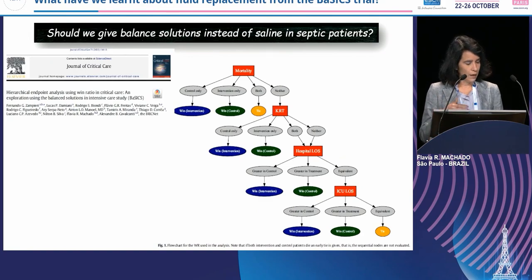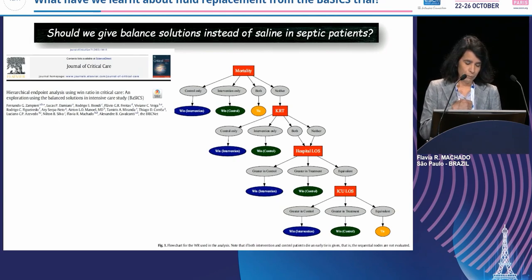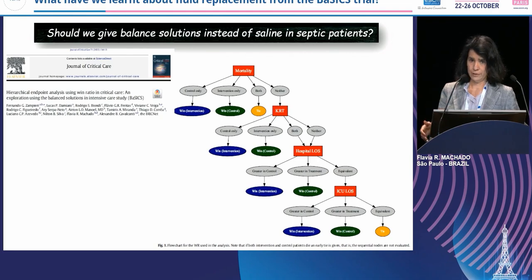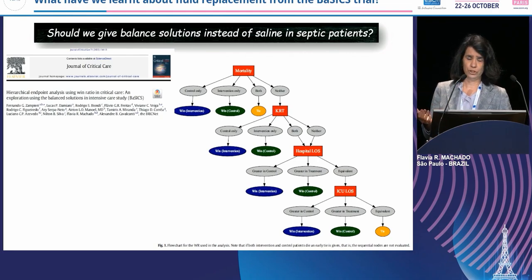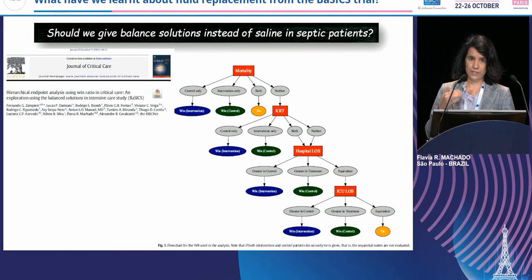However, we also have another approach to the data. This is published in the Blue Journal, and what we meant was to look at the data using another approach, which is the hierarchical analysis using win ratio. Win ratio is a sort of analysis used more in cardiology. We don't use it in critical care, and I think that this is an innovative approach where you use a hierarchical endpoint, and you see if there is a win or not in each group, interventional group or in the control group, and you count the wins.